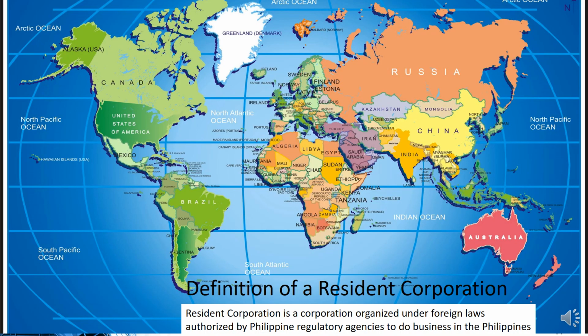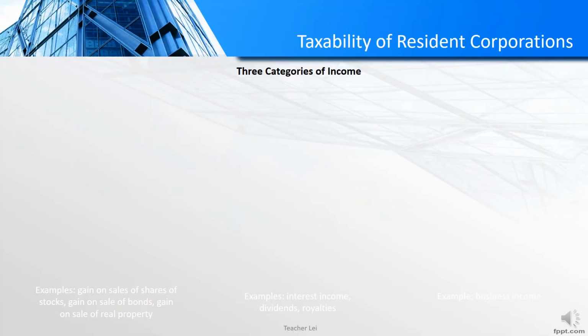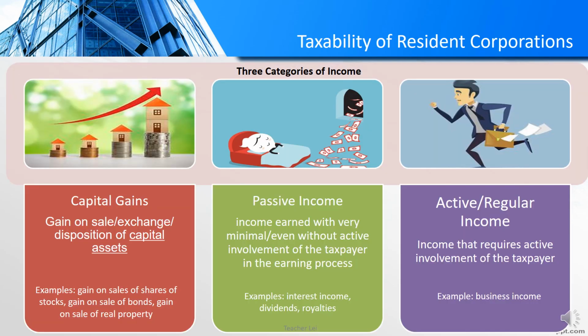Let's first define resident corporations. When we say resident corporations, these are corporations organized under foreign laws, and they are authorized by Philippine regulatory agencies to do business in the Philippines. For resident corporations, there are also three categories of income: capital gains, passive income, and active or regular income. When we say capital gains, these are gain on sale, exchange, or disposition of capital assets.